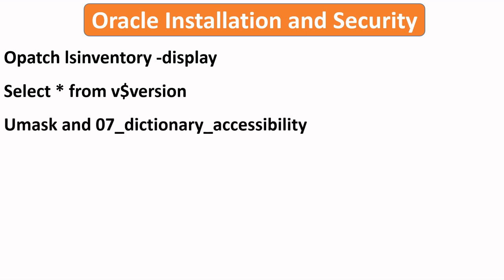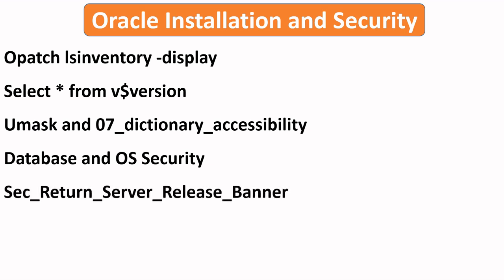Ensure the data dictionary is protected by setting O7_DICTIONARY_ACCESSIBILITY to false. Check and verify that the database is regularly scanned for vulnerabilities and required security patches are installed. Make sure the underlying OS is hardened as well. Ensure a warning banner for unauthorized access is displayed after a successful login. This helps in legal prosecution for unauthorized access.